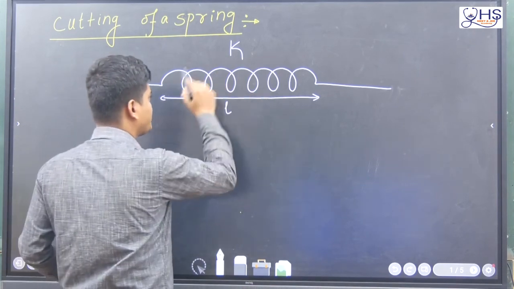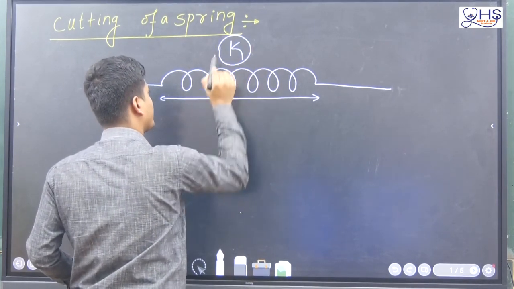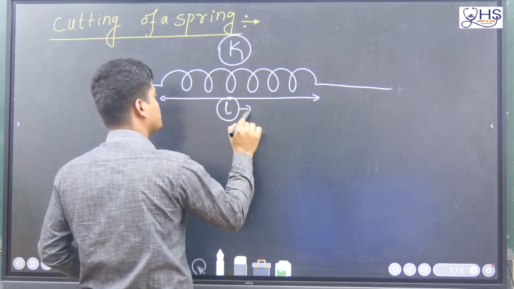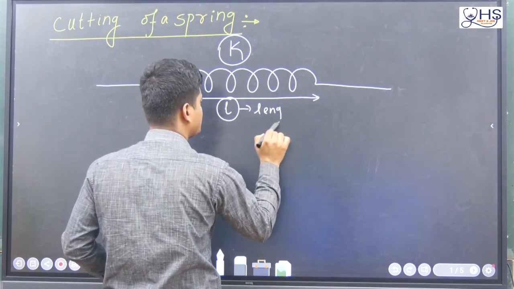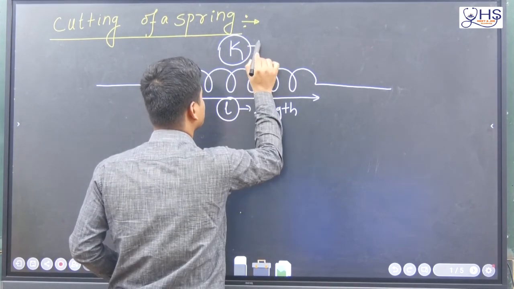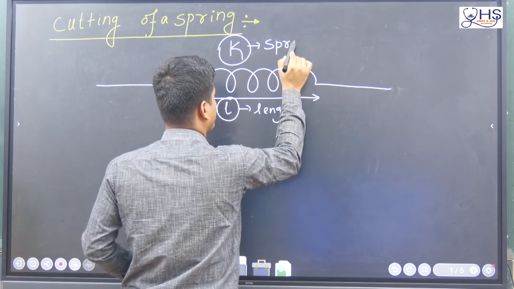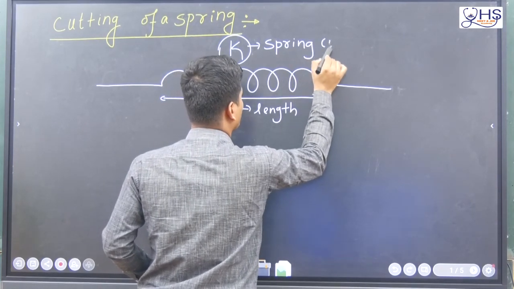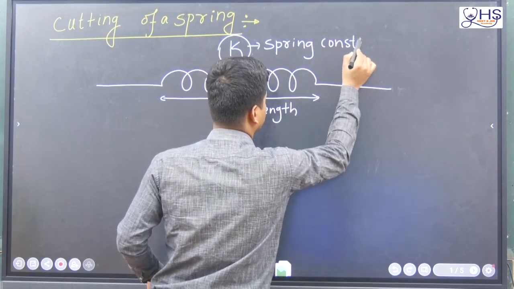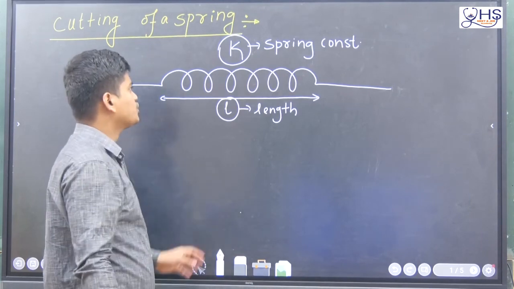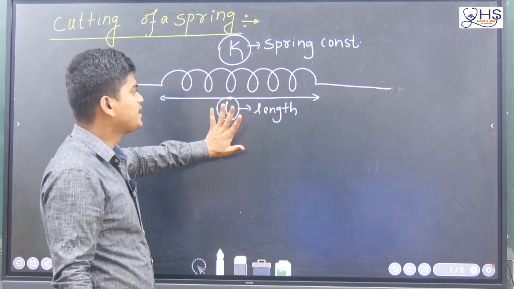So here we have a spring with a spring constant K and a length of how much? L. So this is called the length of the spring, and this is your spring constant. And remember, spring constant always depends on the material of the spring. So here spring constant K, length L is there.